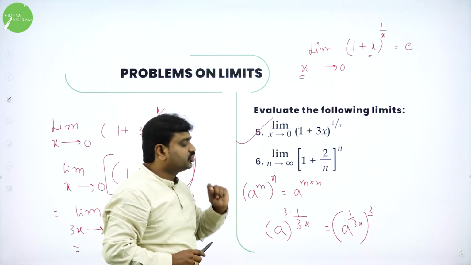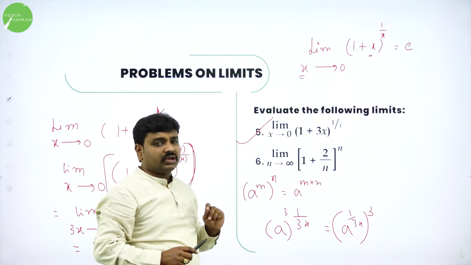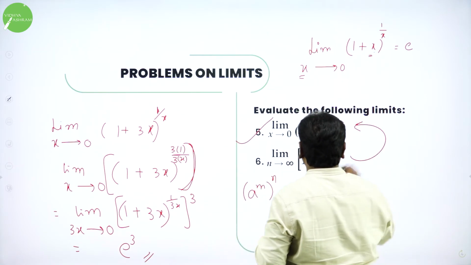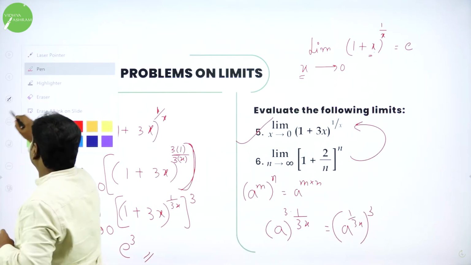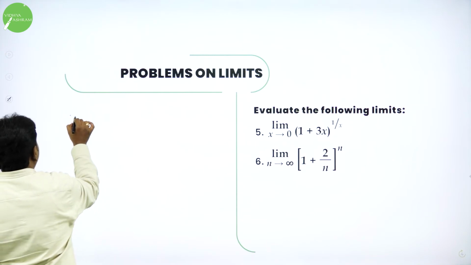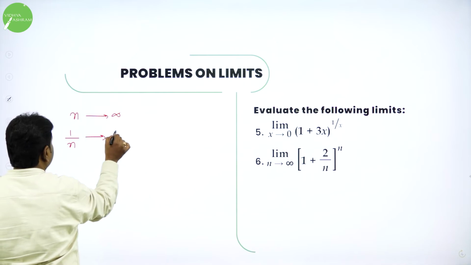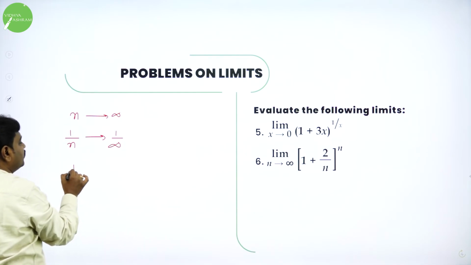Same way, we have n tends to infinity. Take the reciprocal. I told you, "tends to" is like "is equal to". Convert the problem to this format and solve. We will solve the sixth problem. So n is tending to infinity. Take reciprocal: 1 by n tends to 1 by infinity. In maths, 1 by infinity is 0.